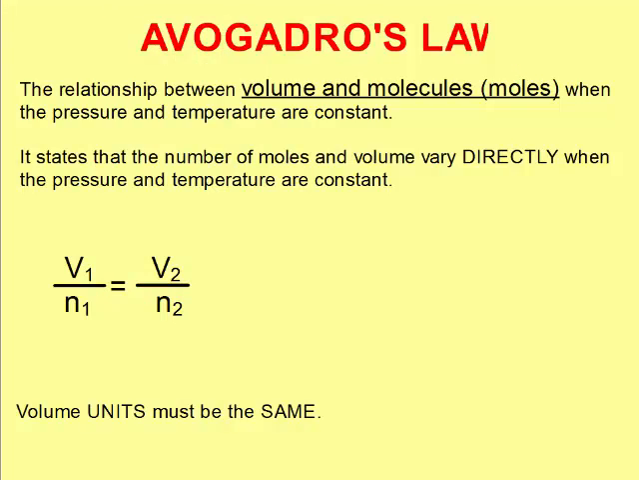Finally, Avogadro's law. Moles and volume also have a direct relationship, as would moles and pressure. So the equation's V1 over N1 equals V2 over N2. V1 is initial volume and N1 is initial moles. Your units of volume do need to be the same.